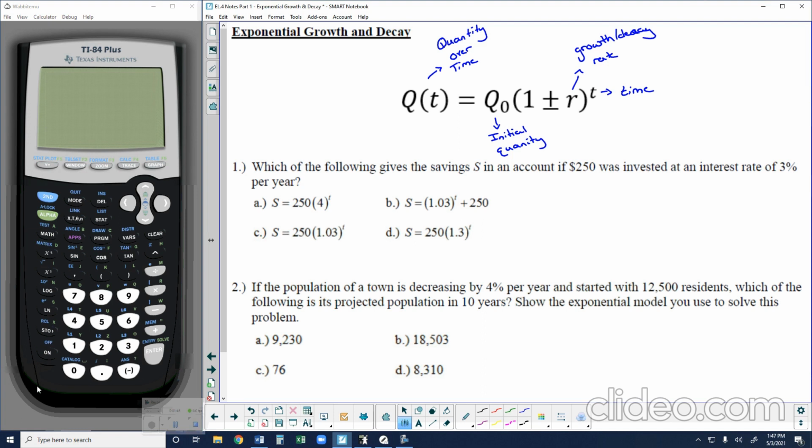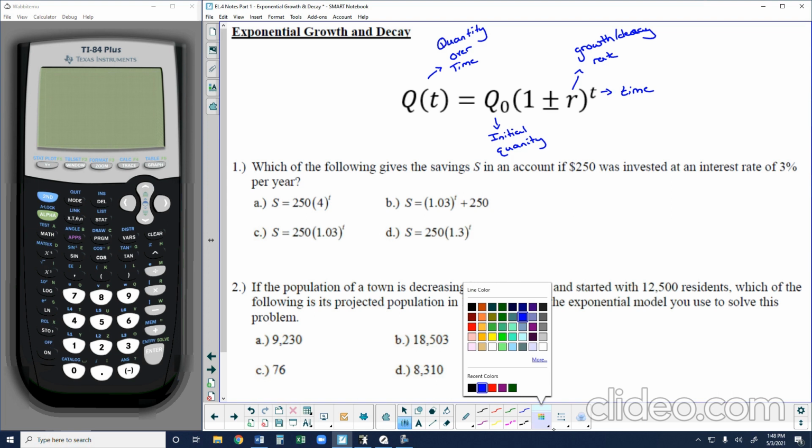This type of exponential growth or decay can represent situations in which the growth or decay is occurring as a percentage of a previous number. So for example, let's take a look at problem number 1, where it says, which of the following gives the savings in an account if $250 were invested at an interest rate of 3% per year? What we see here is that we are starting by putting $250 into the account.